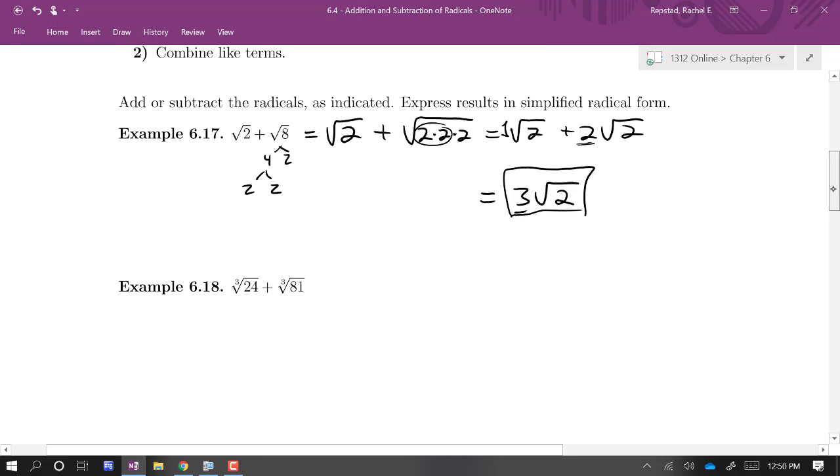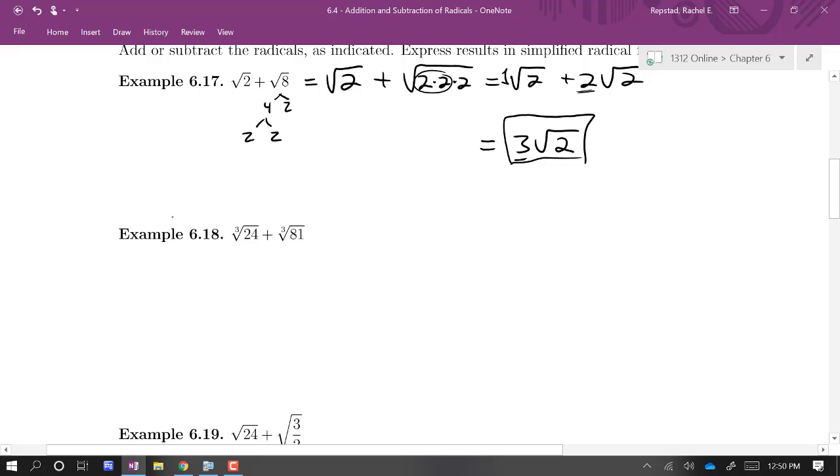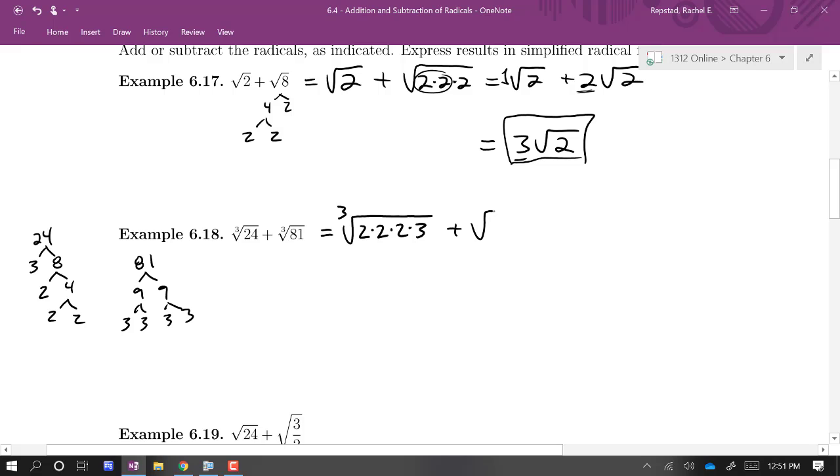Let's do another one. Here we're dealing with cube roots, and we're going to begin with simplifying. So 24 is 3 times 8, and 8 is 2 times 4, which is 2 times 2. So we have the cube root of 2 times 2 times 2 times 3. And then 81 is 9 times 9, and each of these is a couple of 3s. So 3 times 3 times 3 times 3.